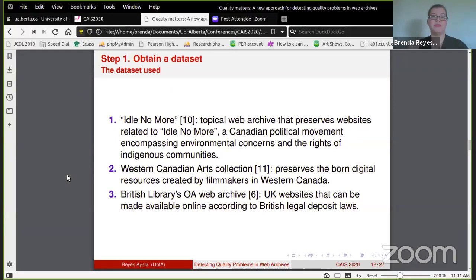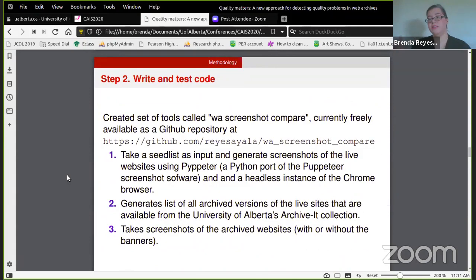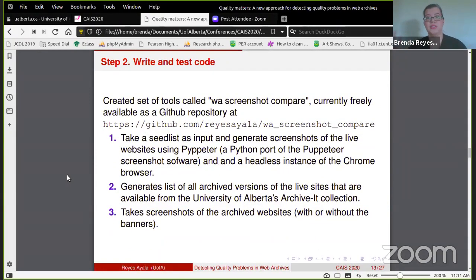And we also have the British Library's Open Access Web Archive, which are UK websites that can be made available online according to British legal deposit laws. So all of these are on the web. They're accessible. So what we did, our second step, was to write and test some code that tried to measure the visual similarity between archive websites and the original. So we created a set of tools available on GitHub called WUA Screenshot Compare.